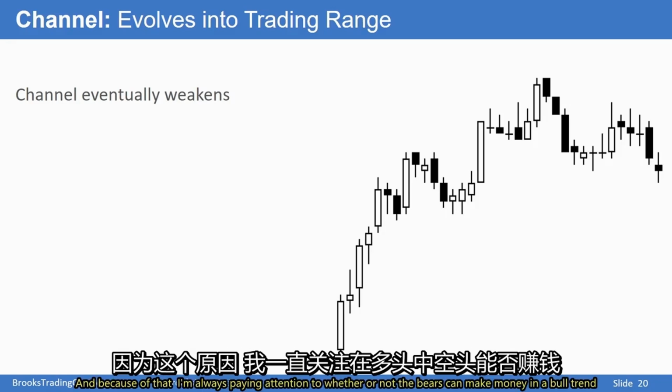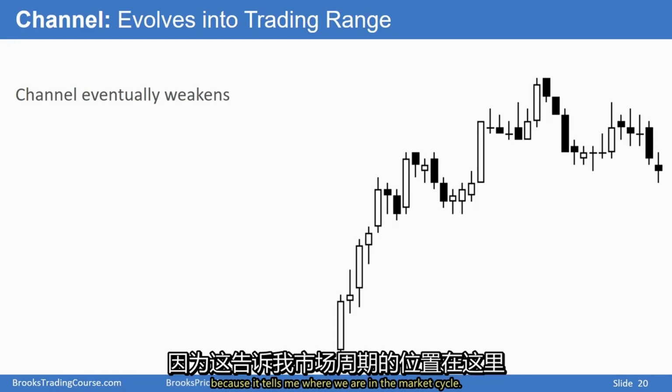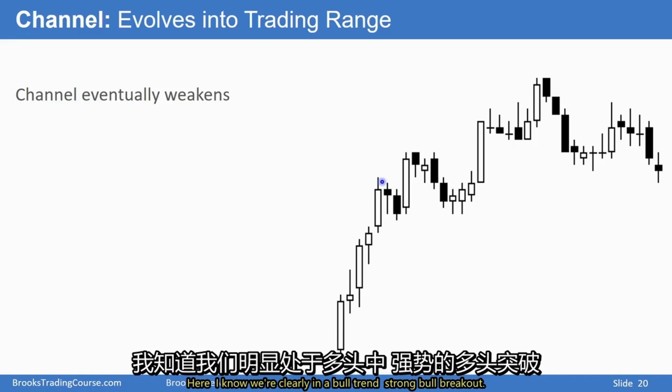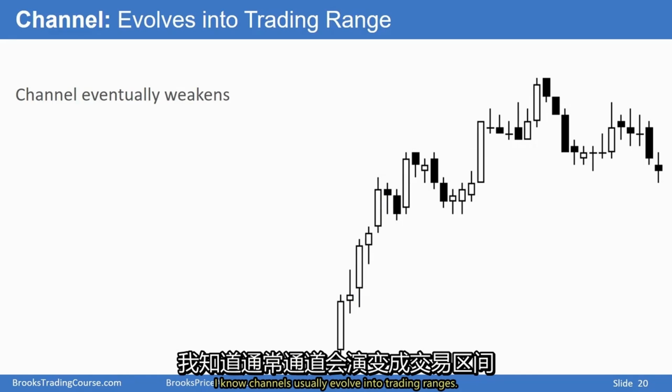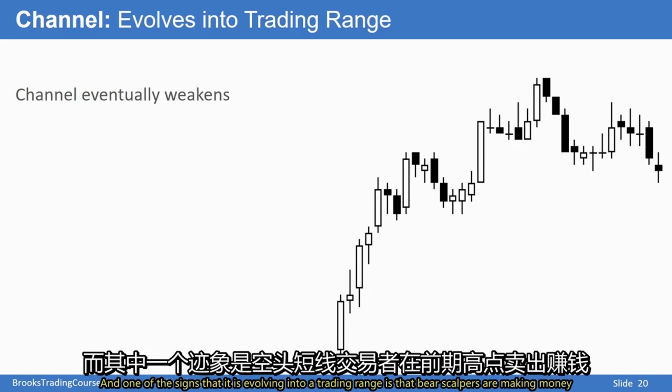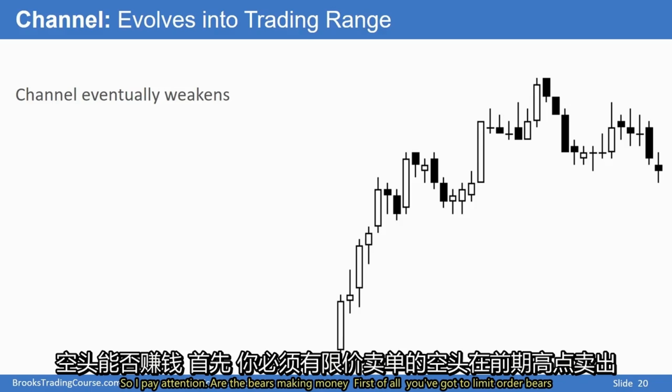And because of that, I'm always paying attention to whether or not the bears can make money in a bull trend and can bulls make money in a bear trend, because it tells me where we are in the market cycle. Here, I know we're clearly in a bull trend, strong bull breakout. And now we're in a channel. I know channels usually evolve into trading ranges. And one of the signs that it is evolving into a trading range is that bear scalpers are making money selling at the prior high. So I pay attention. Are the bears making money?